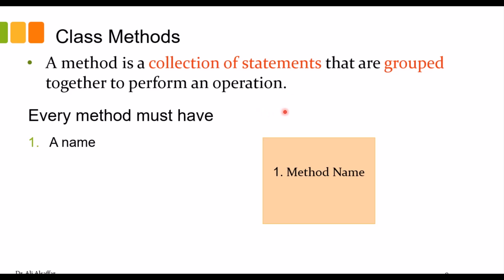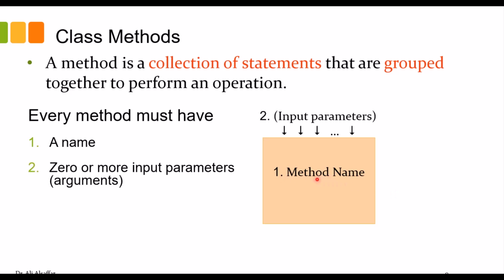So for every method, what you should know. Here I have drawn a diagram. Okay, it's like a box. You can imagine that the method is like a box, and a box has a name. So this will be the method name. And it might have input that you give to the box. We call it input parameters.